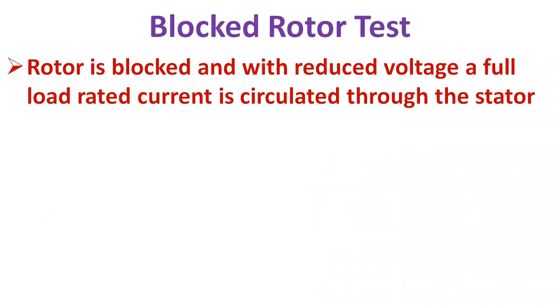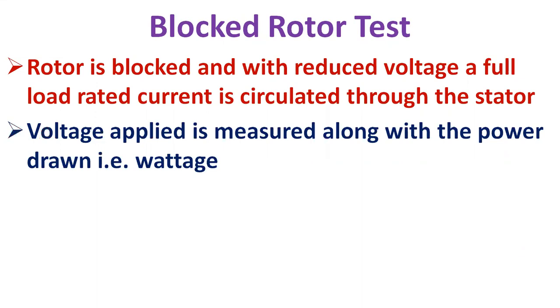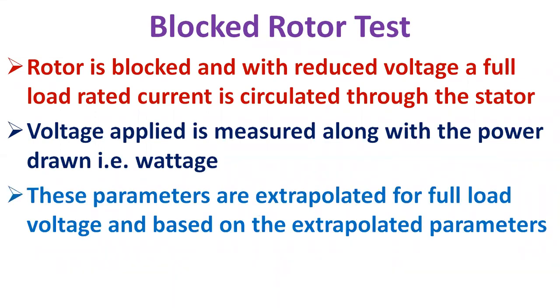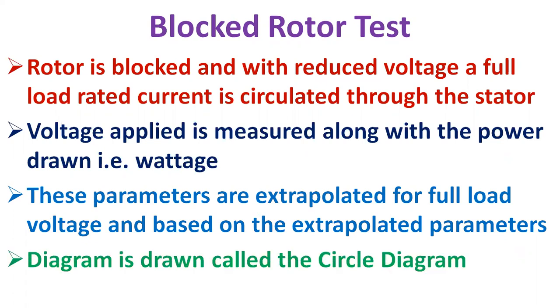Then we have a blocked rotor test. For this test, the rotor is blocked and with reduced voltage, a full load rated current is circulated through the stator. At this time, the voltage applied is measured along with the power drawn, that is in watts. These parameters are extrapolated for full load voltage, and based on the extrapolated parameters, a diagram is drawn called a circle diagram. Once the circle diagram is drawn, the performance of the motor at any partial load can be assessed, but this method is used in the design office or at the test bed and is rarely used at site.